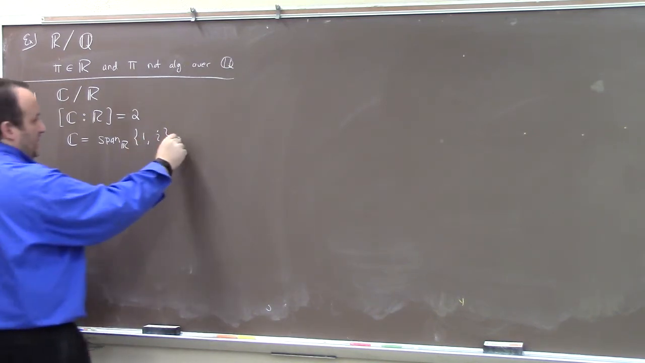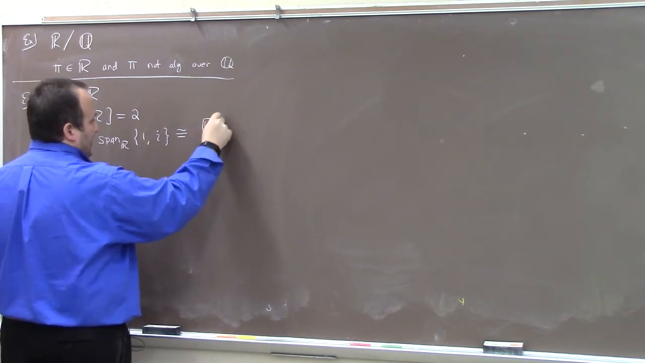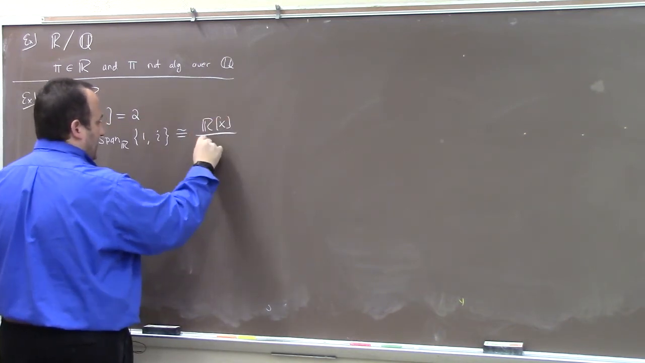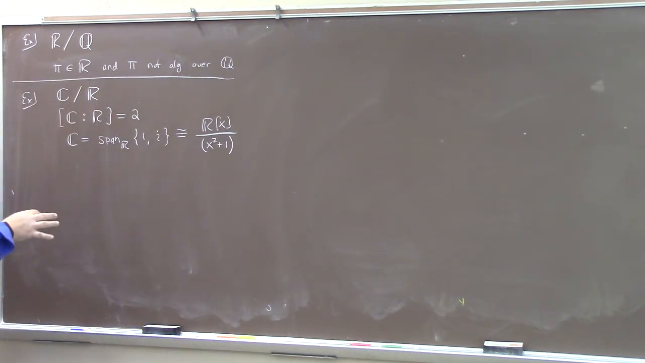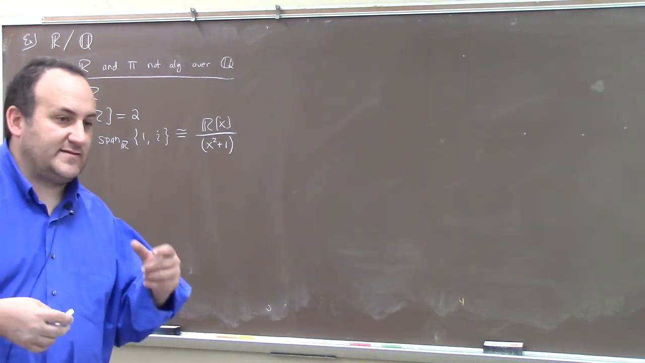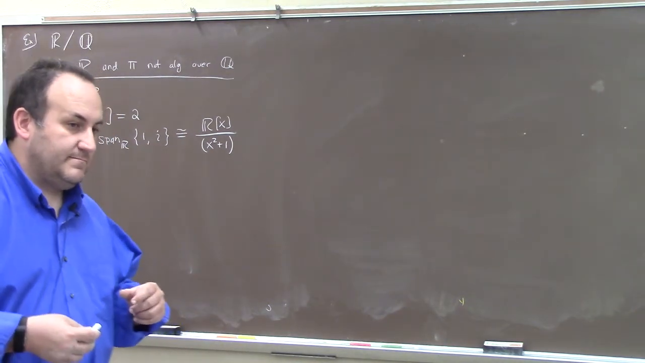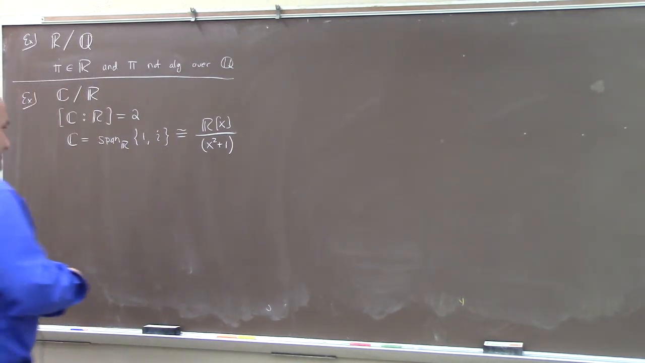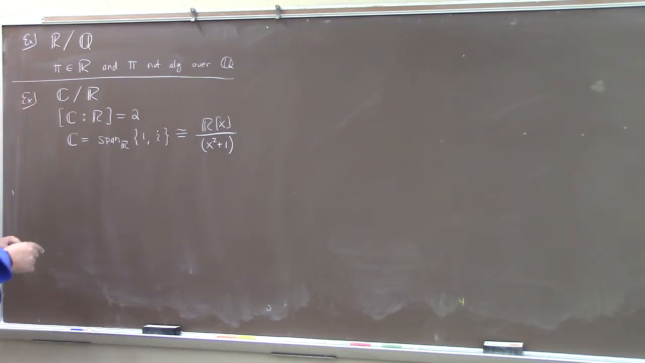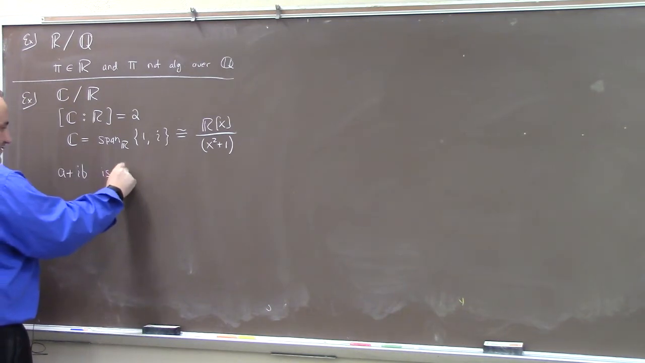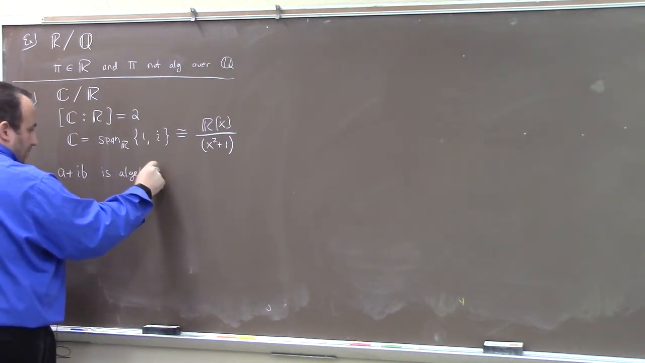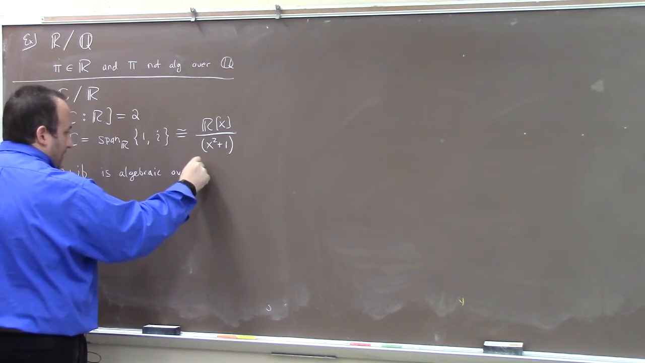And of course, up to isomorphism, as we have discussed ad nauseum, it's this guy, right? But the funny thing is, if you believe in corollary 13, every complex number is algebraic over the reals. And here's how. a + ib is algebraic over the reals.